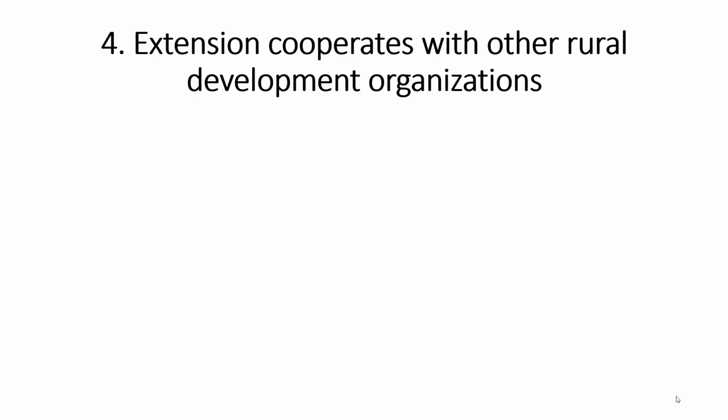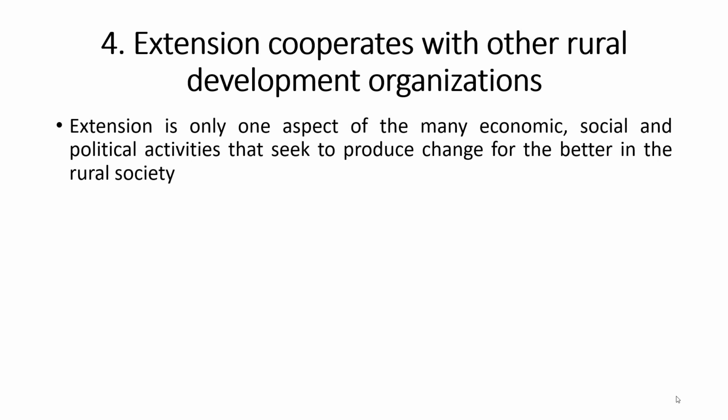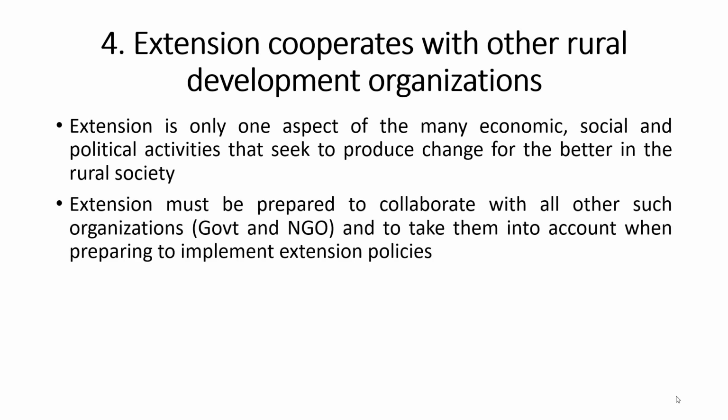Extension cooperates with other rural development organizations. Within rural areas, extension services and agents should work closely with other organizations that provide essential services to the farmers and their families. Extension is only one aspect of many economic, social, and political activities that seek to produce change for the better in rural society. Extension, therefore, must be prepared to collaborate with all other such organizations, both government and non-government, and to take them into account when preparing to implement extension policies.